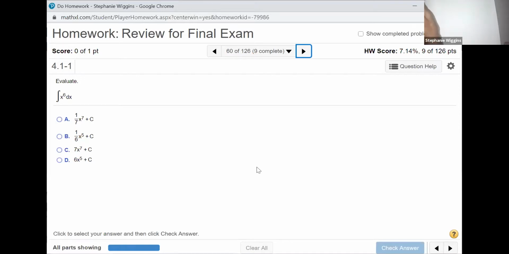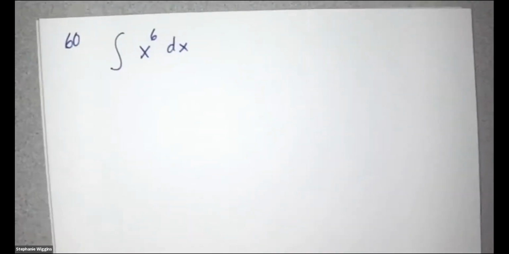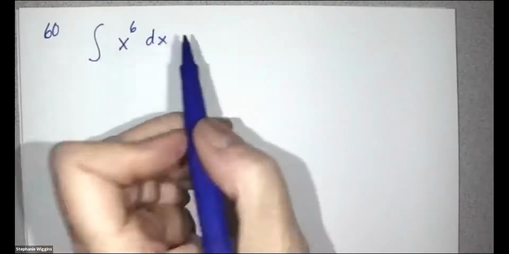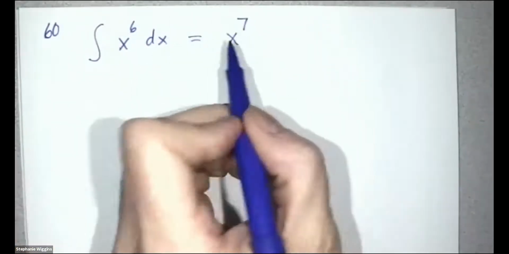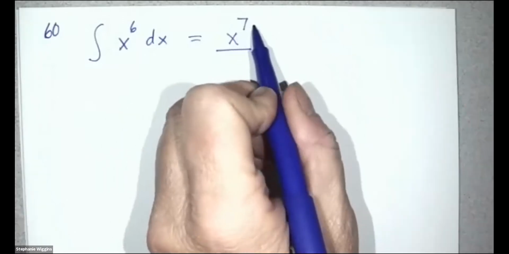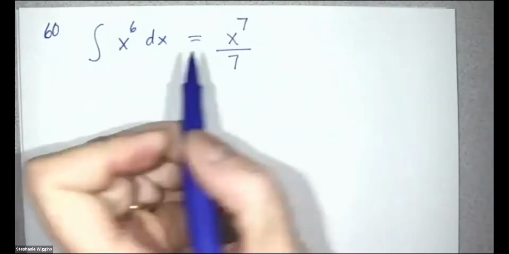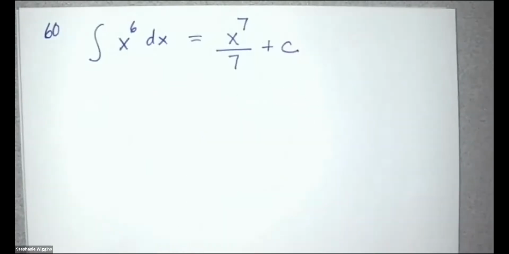This one is problem 60. We're integrating a simple power function, x to the 6 dx. So you add 1 to the exponent to get 7, and then you divide by your new exponent, and then you always add c. It's that simple.